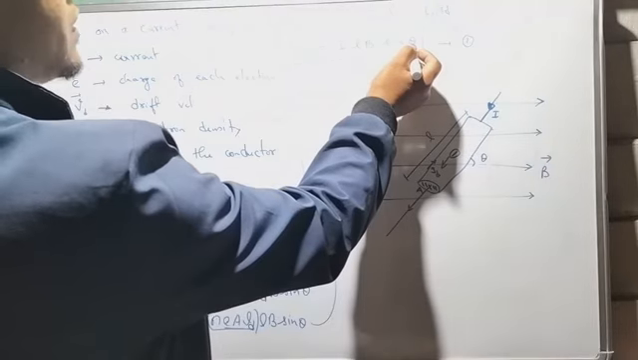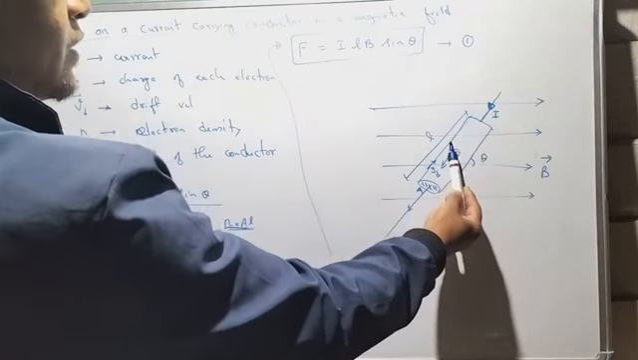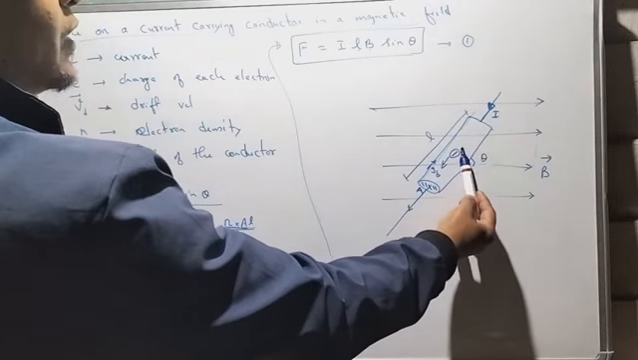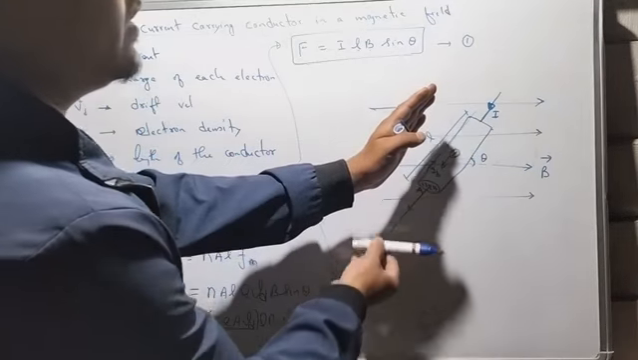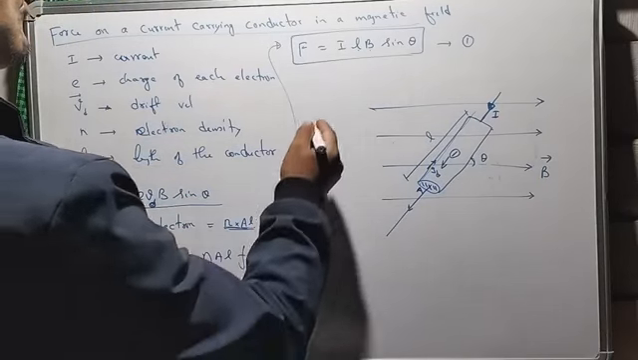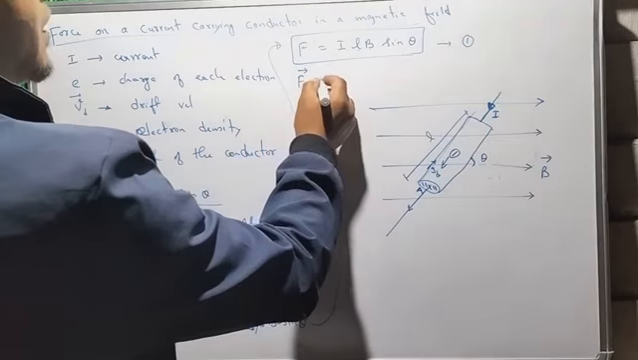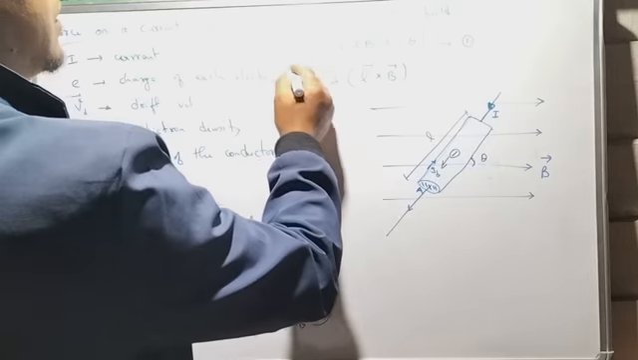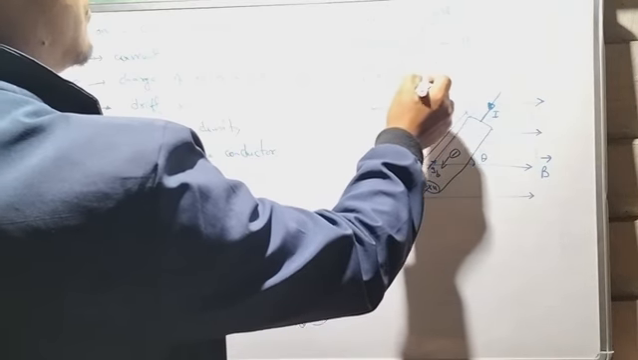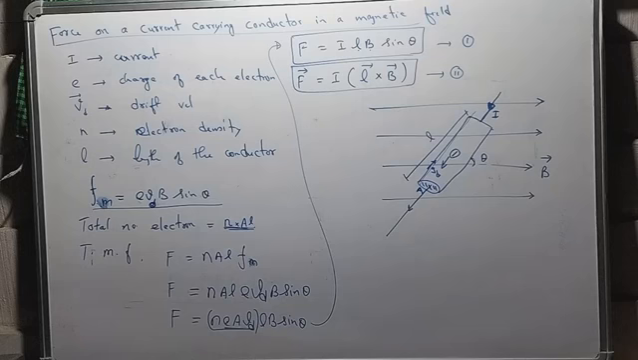Please note that this theta is the angle between the length L and B. This is my length, acting along this direction, and this is B. So this angle is the angle between L and B. In vector form, this magnetic force F can be written as I L cross B. This is the vector form of the magnetic force due to a current carrying conductor placed in a magnetic field at an angle theta.